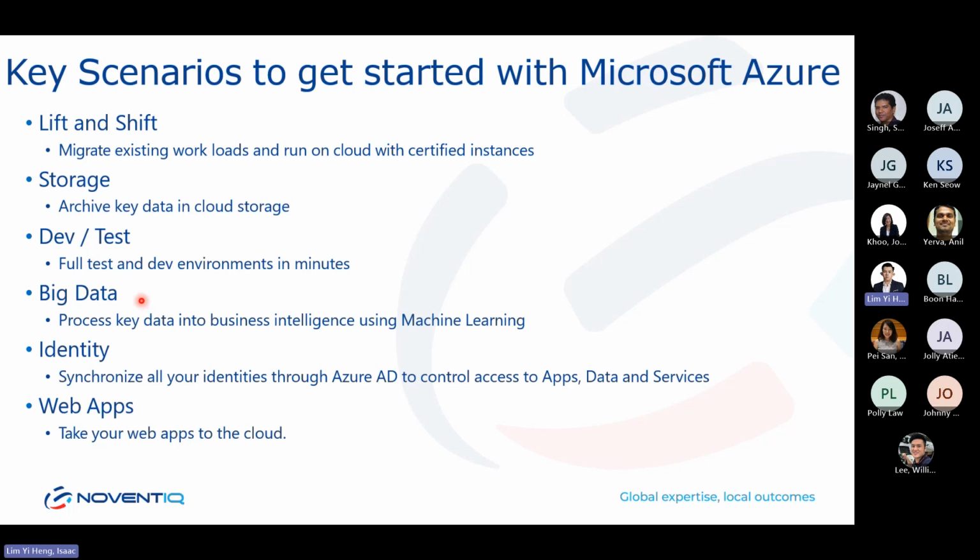And one of the big topics and also interesting trends during the current era would be big data and also AI. Customers would decide to process their key data into business intelligence solutions using Azure machine learning capability as well. Also, not to forget the identities. The Active Directory can be seamlessly synchronized through Azure AD to control the access to our applications, data, and also services. Lastly, we can also take our web applications to the cloud as well.